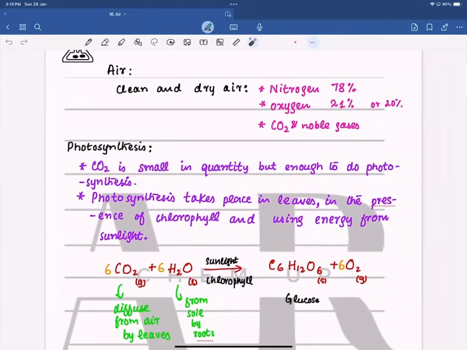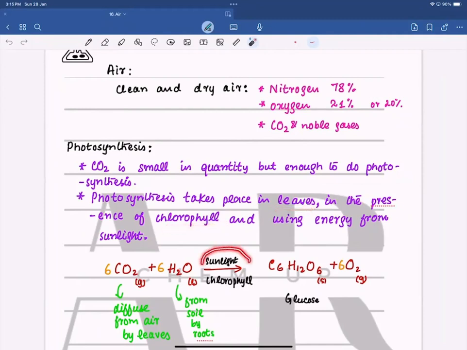Now, when we talk about photosynthesis, basically, photosynthesis is the reaction that takes place in plants which uses up carbon dioxide. If you see, the amount of carbon dioxide is actually very small, but that is enough to do the photosynthesis for all the plants present on the earth. Photosynthesis takes place in leaves in the presence of chlorophyll, and it uses energy from the sunlight, or you can say it uses light energy.